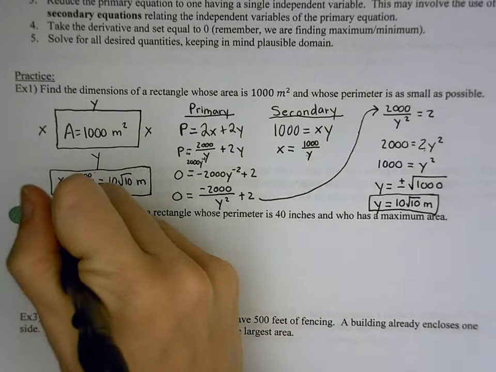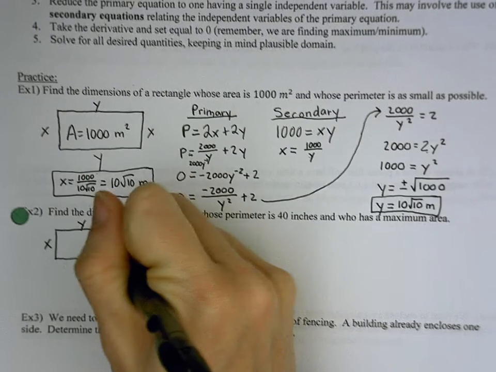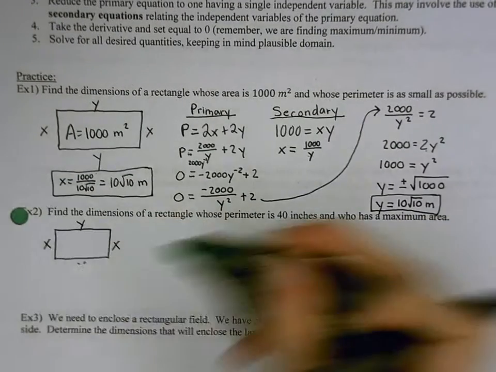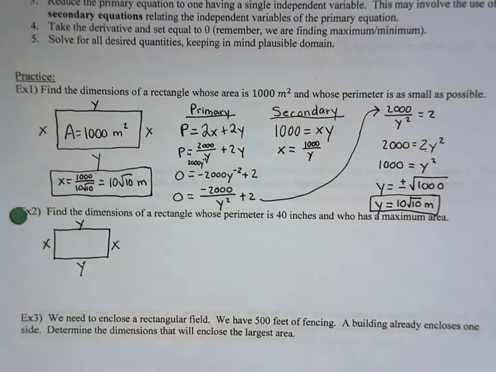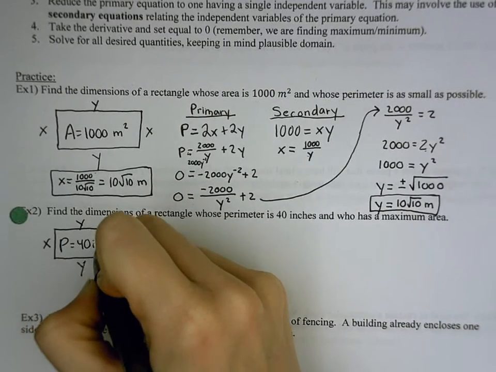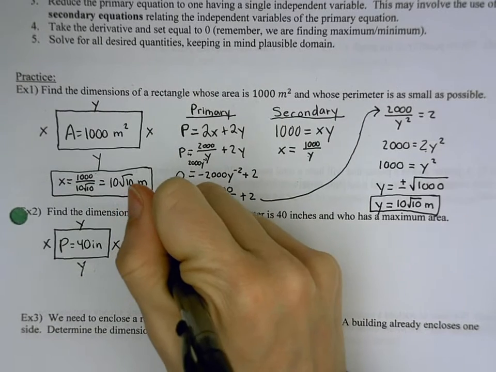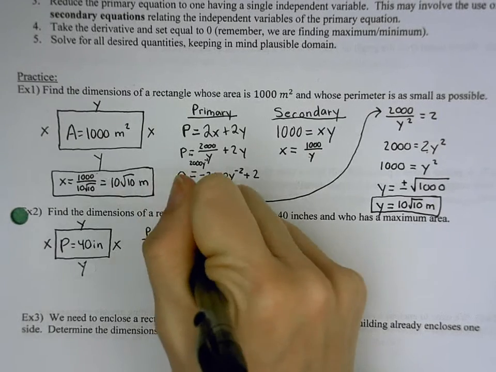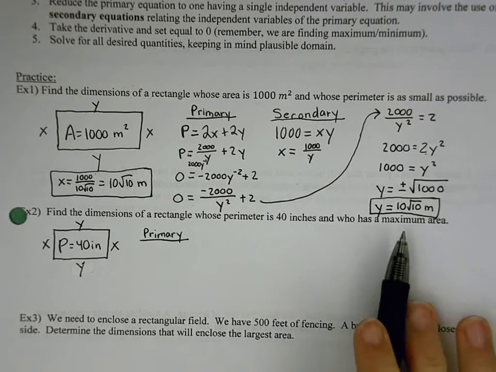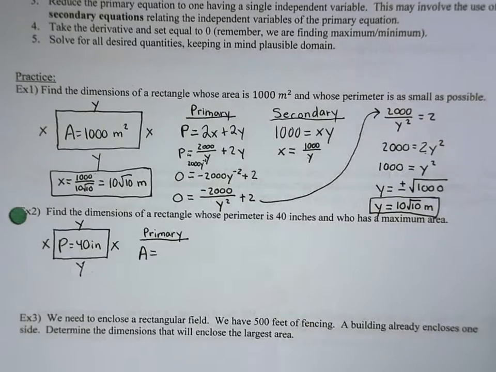Okay, so let's go ahead and start with drawing our rectangle here. I'm going to go ahead and still use x, y, as my variables. Okay, and in this case, perimeter is 40 inches. Okay, I next need to figure out what's my primary equation, remembering that primary equation is what's being maximized or minimized. In this problem, I'm looking to find maximum area, so area is going to be my primary. And area of this rectangle is xy.